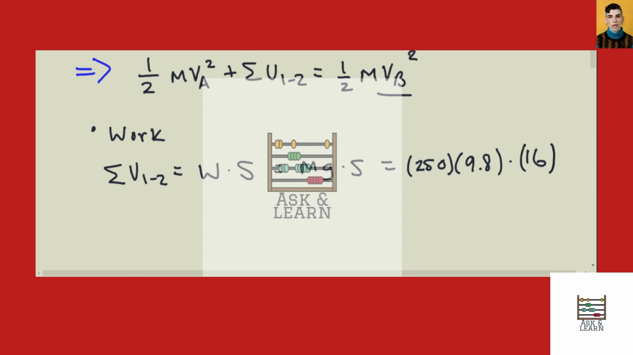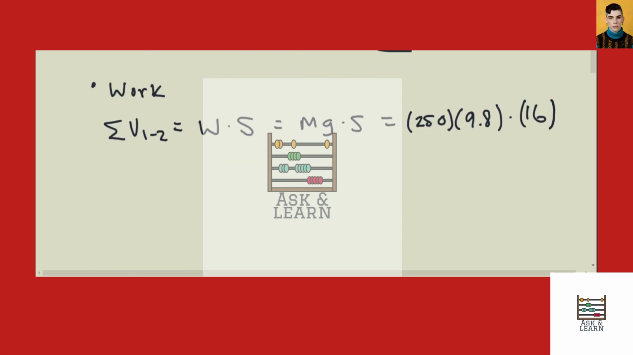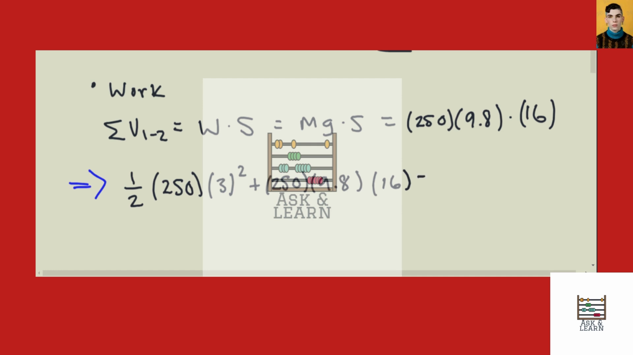So let's plug this back into our equation and plug in the numbers we know. So we have 1/2 times m, 250, times 3 squared plus 250 times 9.8 times 16 will equal 1/2 times 250 times VB squared. So again, we're solving for VB.